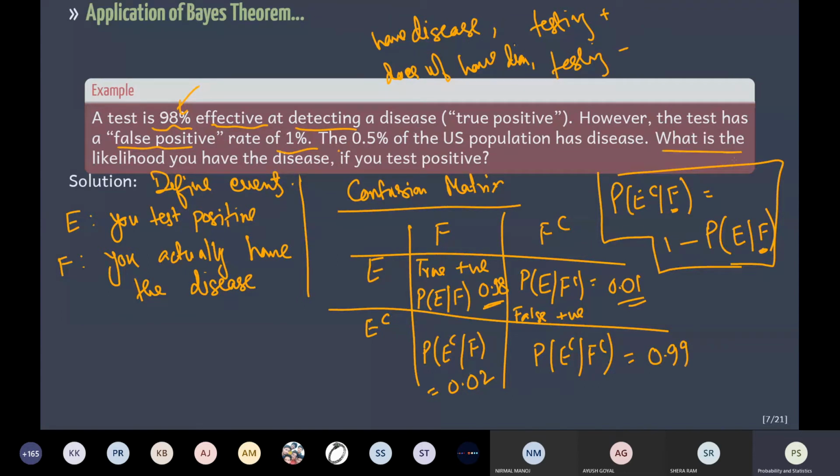Now we can look into the question. What is the likelihood you have the disease if you test positive? So what is the event that we are looking for? You test positive. So what is the likelihood that you have the disease? So you have the disease is like F. You have the disease, and if you test positive, so it's like F given E. Okay, so this is what we are supposed to calculate, F given E.